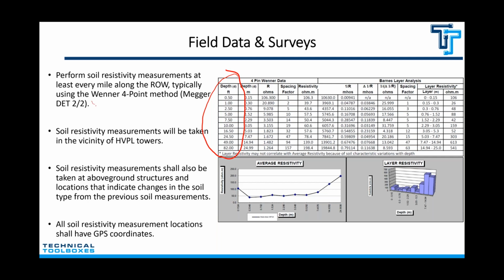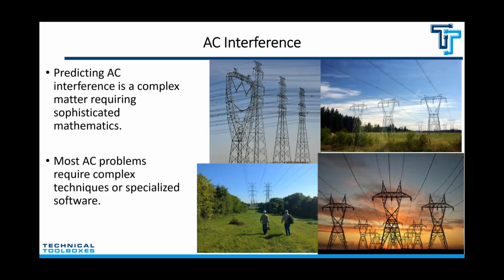And we normally use the Wenner 4-point method, just like we do with CP design. We'll just space the pins a lot farther apart. Okay? Again, normally we'll do it at any above ground apparatus. We'll do it anywhere where we see something that changes the environment. And outside that, we'll do it at least every mile to 2.5 miles, just to get a good soil resistivity. Basically, what we want to do is wind up with a graph like this of what the average soil resistivity is along that route. Okay.